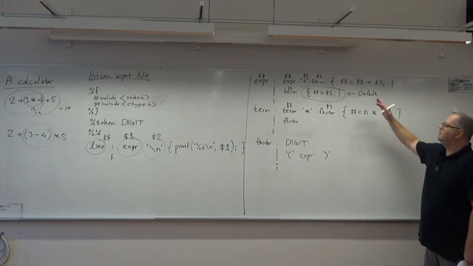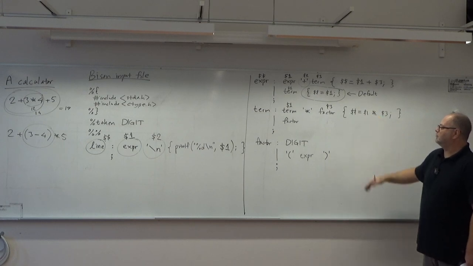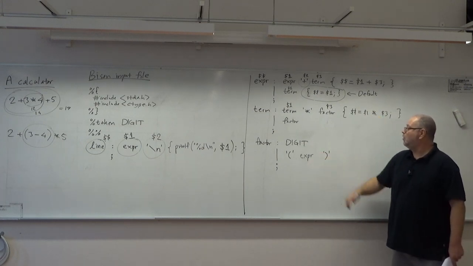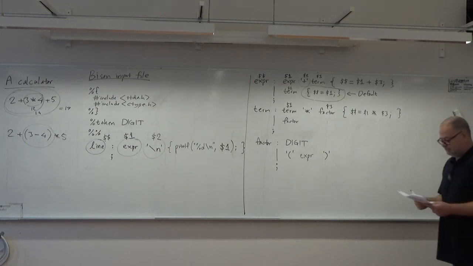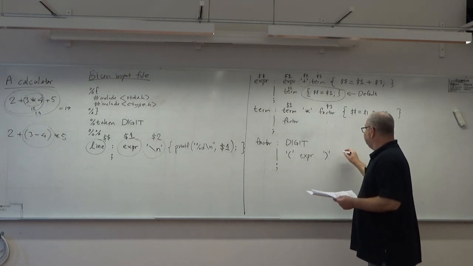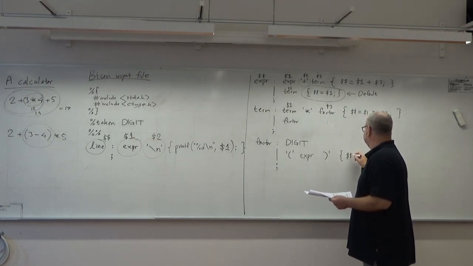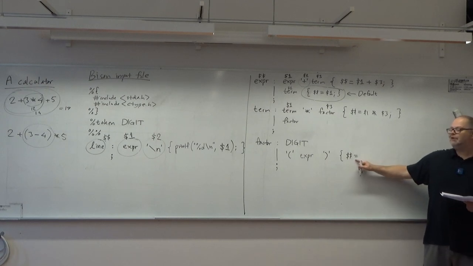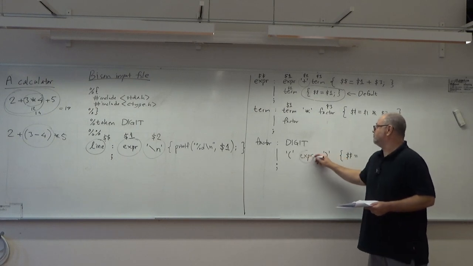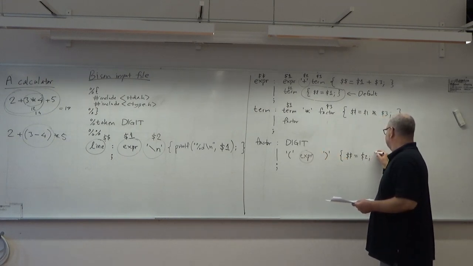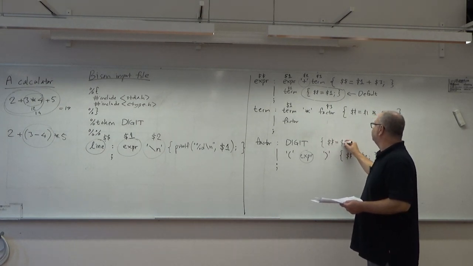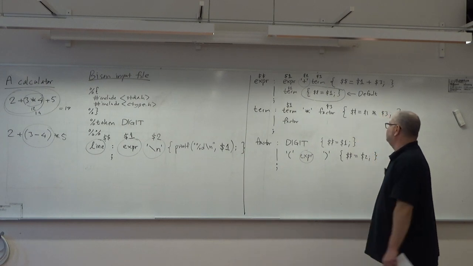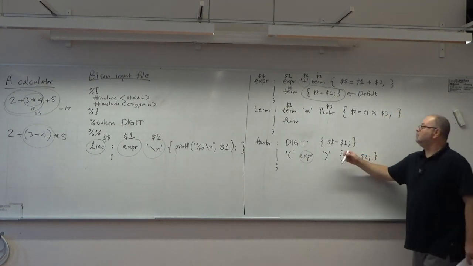So expression consists of terms that consist of factors, that can be either single digits or parentheses. And in this case, well, $$ equals what? Where do you get the $$ value? $2, this expression, of course. And in this case, well, the default action is $$ equals $1, so you get $1, which is the value of digit.